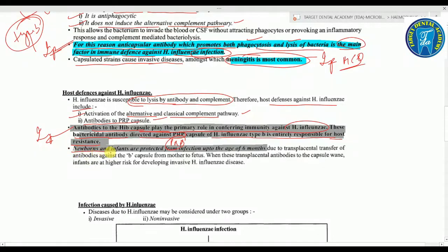In newborns and infants, these are protected from the infection up to the age of 6 months. Important. Why? Due to the placental transfer of antibodies against the B capsule from mother to fetus. Right? When these transplacental antibodies to the capsule wane, infants are at a higher risk of developing invasive H. influenzae disease.